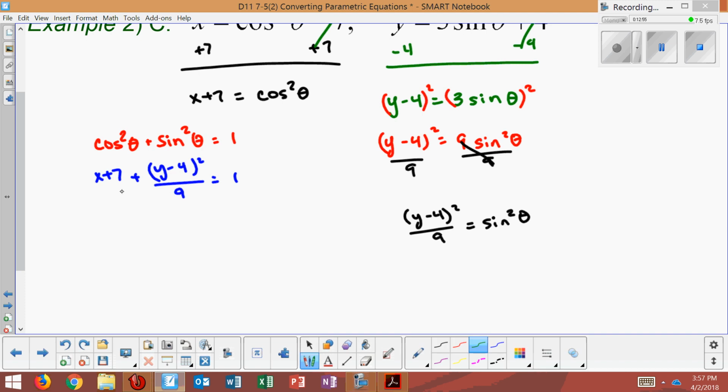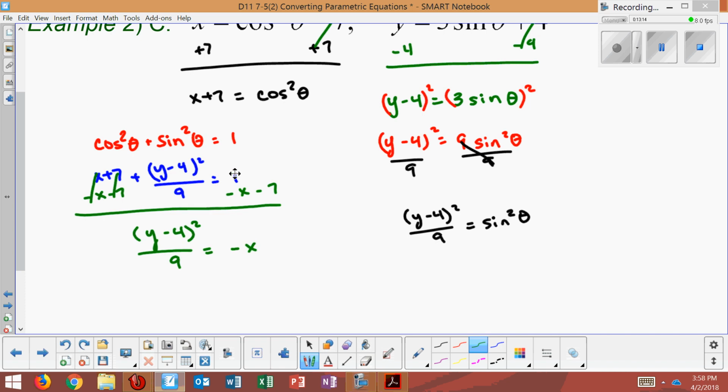So the first thing I'm going to do is subtract an x and subtract a 7 from both sides. These go away, these go away. So I have y minus 4 quantity squared all over 9 equals negative x minus 6. You combine like terms right there. Last step. How do I get rid of the division by 9? You multiply by 9. So I'm going to multiply this side also by 9.